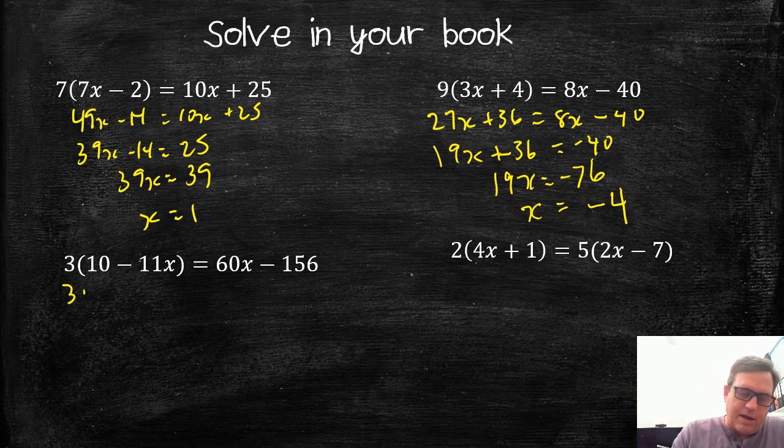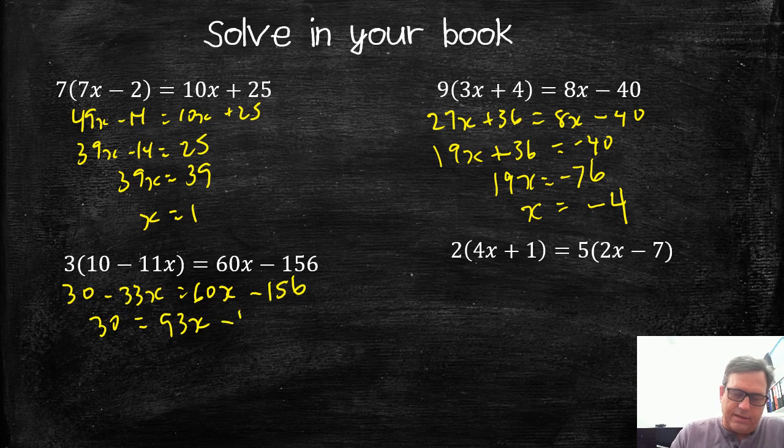Next one, expand the brackets. 30 minus 33x equals 60x minus 156. What's smaller? Minus 33, so I'm going to add 33x. 30 equals 60 plus 33 is 93x minus 156. Add 156 to both sides, so I get 186 equals 93x. Divided by 93, x equals 2.